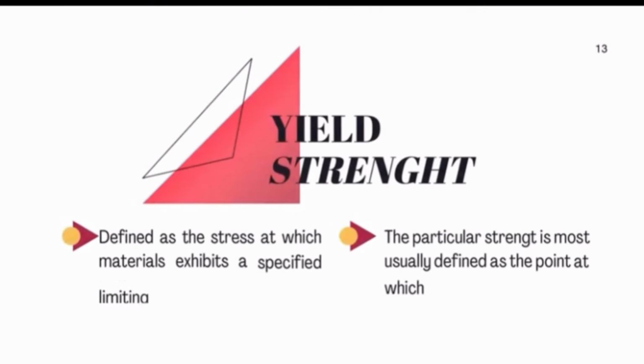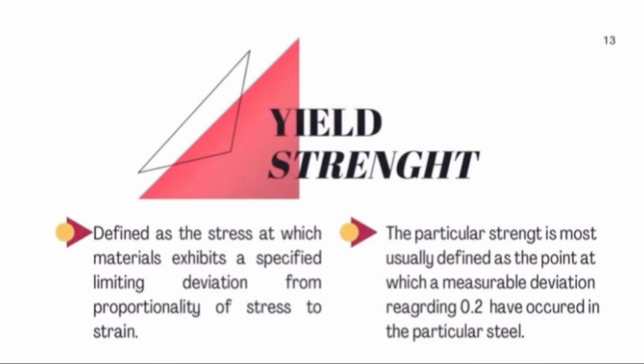Yield strength. Yield strength is defined as the stress at which a material exhibits a specified limiting deviation from proportionality of stress to strain. The yield strength is most usually defined as the point at which a measurable deviation of 0.2% has occurred in the particular steel.